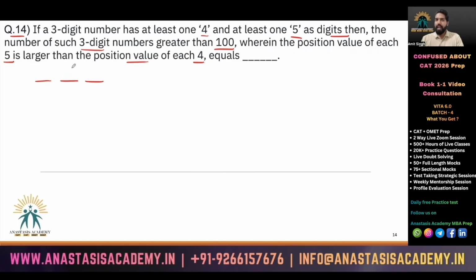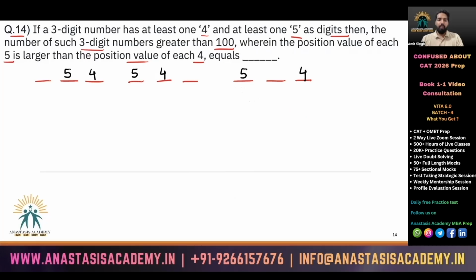In which the 5 has to come at a larger position value than the 4, and there has to be at least 1 four and 1 five, right? So the possible cases could be that 5 can come in this place and 4 can come in this place, right? Second case could be, and this would be the third case. Second case could be that 5 comes in this place and 4 comes in this place, then 5 comes in this place and 4 comes in this place, right? There are no other possibilities, right?